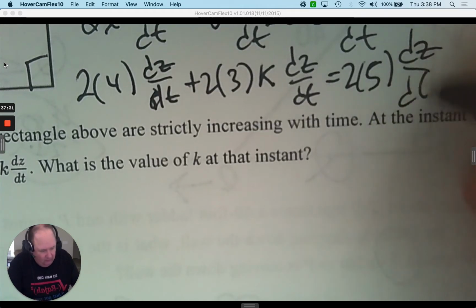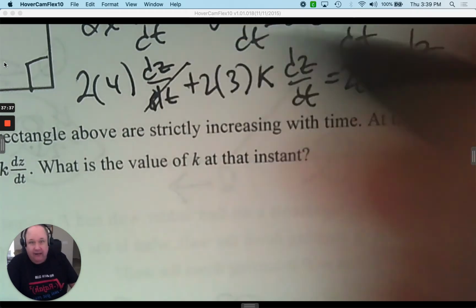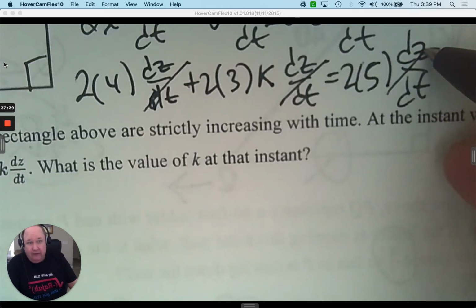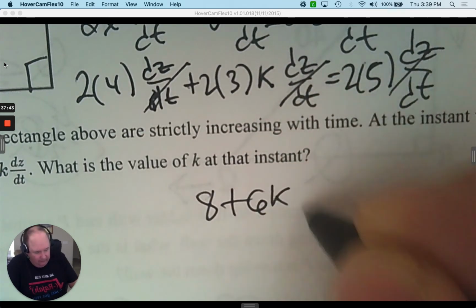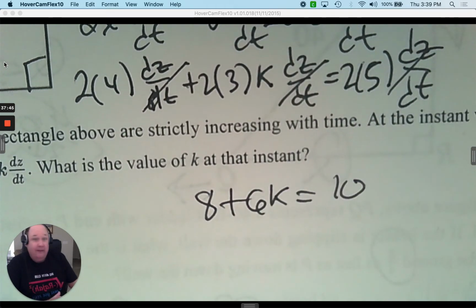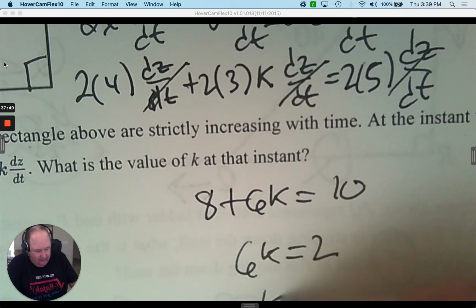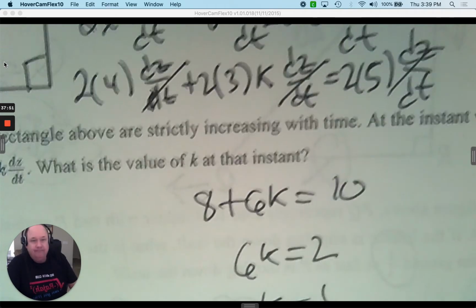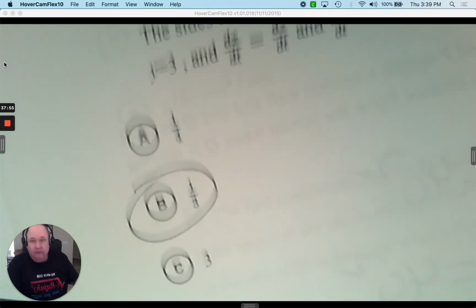And now we only have one rate of change, dz by dt. I can actually divide them out. So each term has it, so I can just divide it all out. And I'm left with 8 plus 6k is equal to 10. And that's what I'm going to solve. So subtract 8, divide, and you have your answer. So the answer is 1/3. It's B.